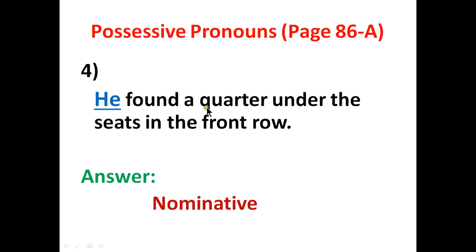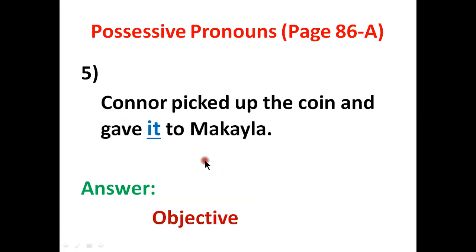Number 4. He found a quarter under the seats in the front row. He is the underlined pronoun. So according to the lesson, this will be a nominative pronoun. Write nominative on the line. Number 5. Connor picked up the coin and gave it to Michaela. This it is underlined and it is objective.